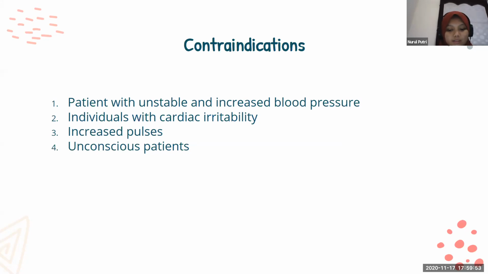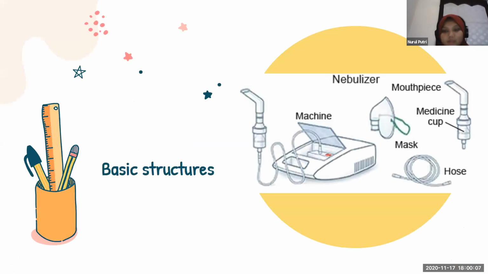Unconscious patients, because the medication is required to be inhaled. So if the patient is unconscious, then the respiratory rate of the patient may drop. That will affect the effectiveness of the medication. Moving on to the basic structures. These are the basic structures of the nebulizer. We have the machine, the hose, the medicine cup, and the mask or the mouthpiece.